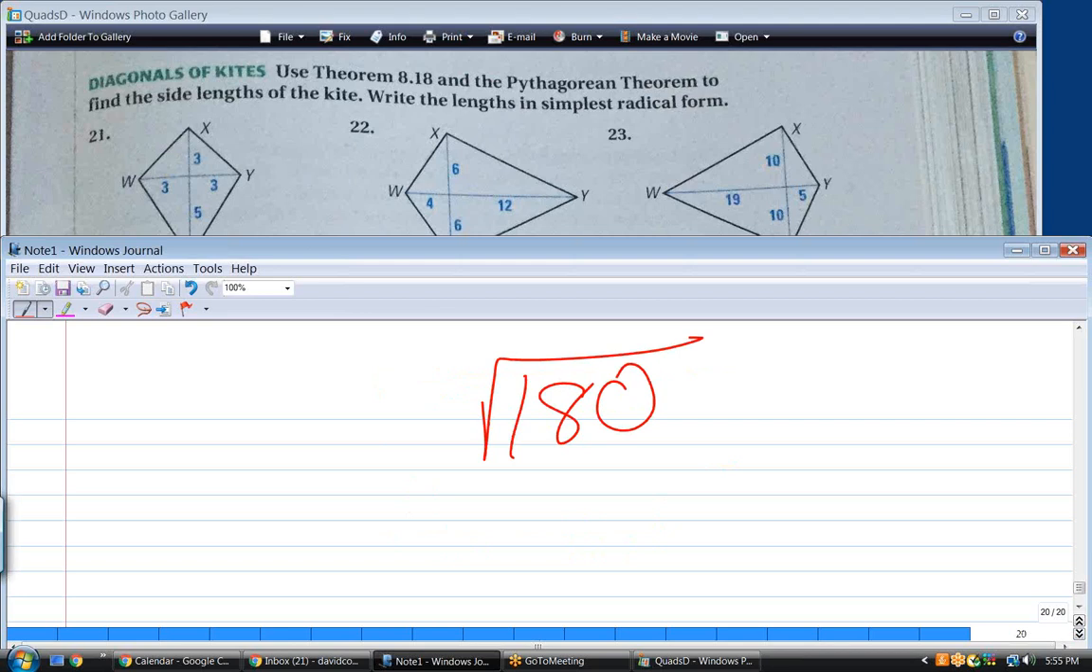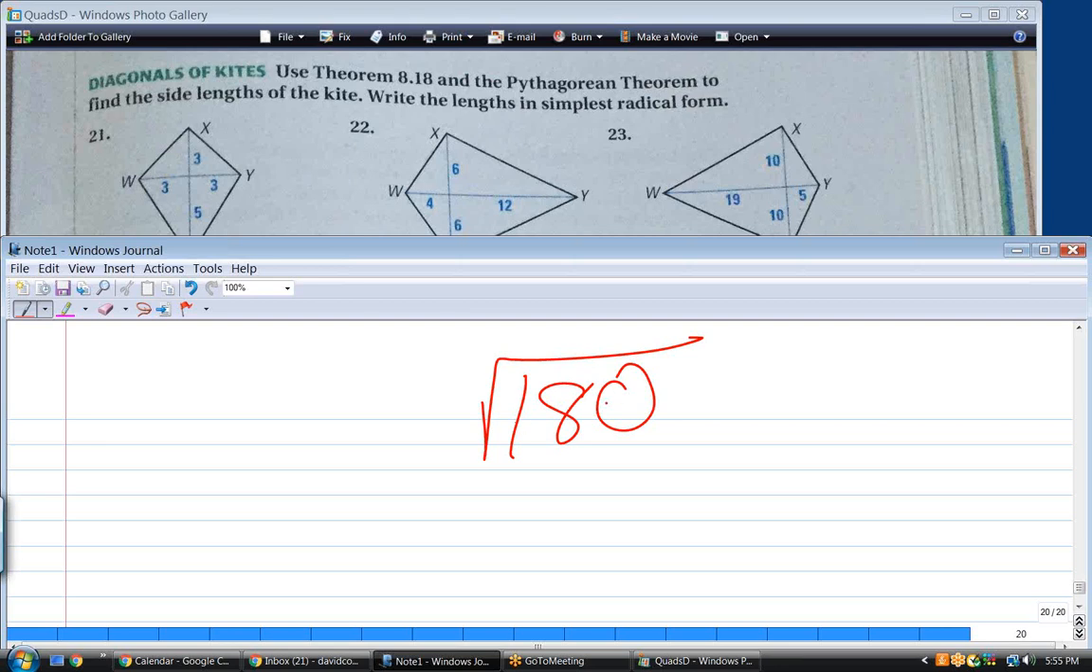Let me give you another clue. Any number is divisible by 4 if its last two digits are divisible by 4. So I know that's divisible by 4 because 80 is divisible by 4. Now, is it divisible by 9? Yeah, it is. Any number is divisible by 9 if the sum of its digits add to 9.